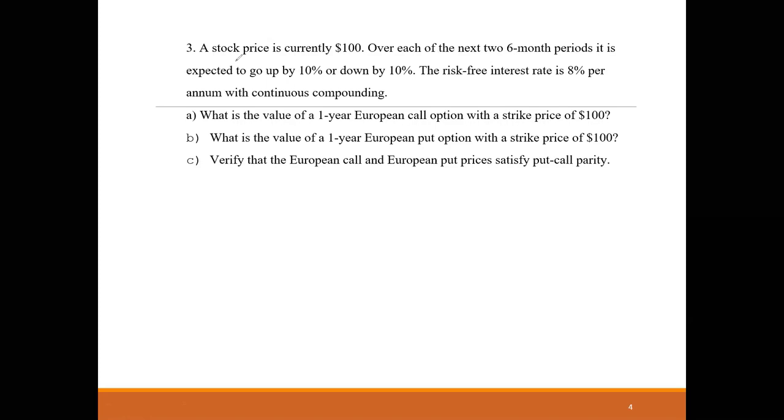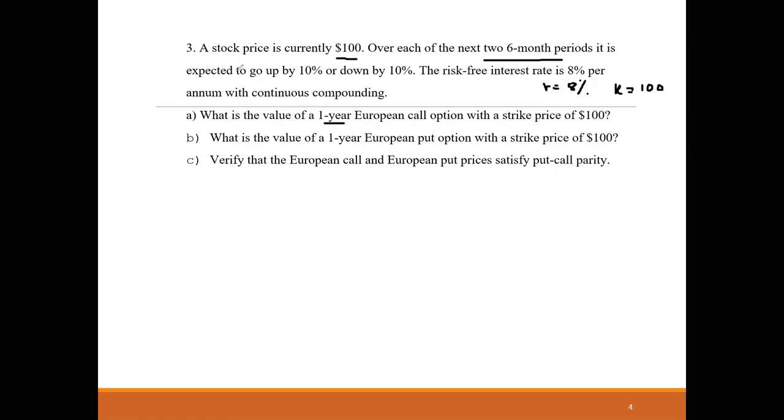It says a stock price is currently 100. Today, the stock price is 100. Over the next 2 6-month periods, it is expected to go up by 10% or down by 10%. The risk-free interest rate R is 8% per annum with continuous compounding. First you need to calculate the value of a 1-year European call option where the strike price K is 100. So draw the binomial tree first.